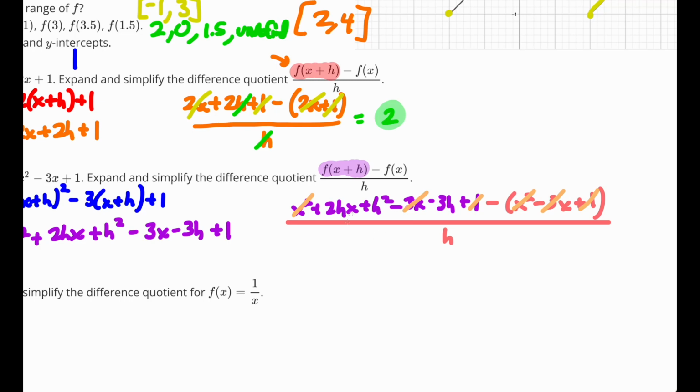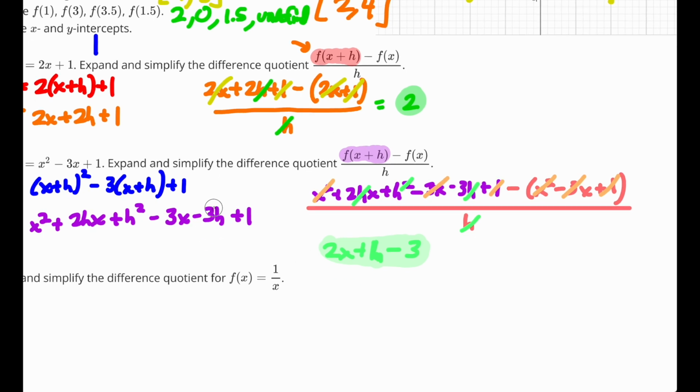I'm going to divide out the h's for each of these, and you're going to have 2x for this first one, so that's going to cancel there. It's going to cancel one of these. It's going to cancel this one here. And your final answer is going to be 2x plus h minus 3. It's just a really sloppy h, I apologize.